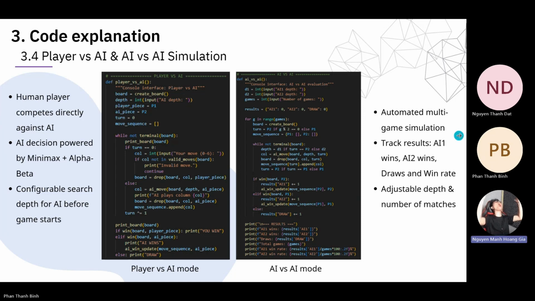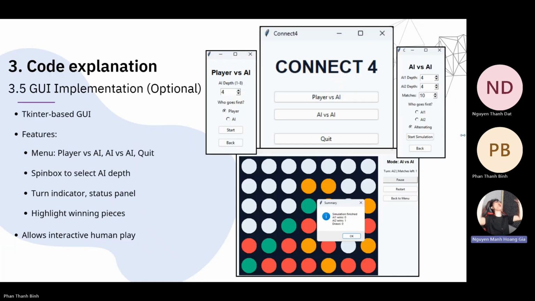As an optional extension, we implement a Tic-Tac-Toe-based GUI to enhance usability. The GUI includes a main menu, player vs AI and AI vs AI modes, a spin box for selecting AI depth, and a real-time turn indicator. Winning pieces are highlighted visually, improving clarity and user experience compared to console-based interaction. So this GUI allows easier demonstration, interactive testing, and a more polished presentation. This extension goes beyond the project requirements but significantly improves the overall quality.